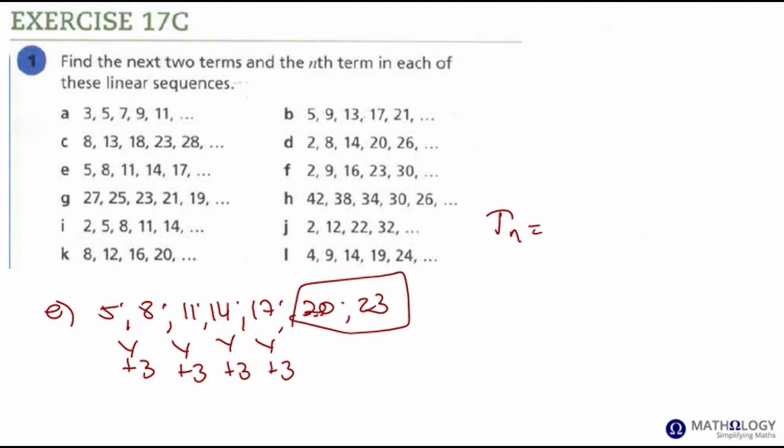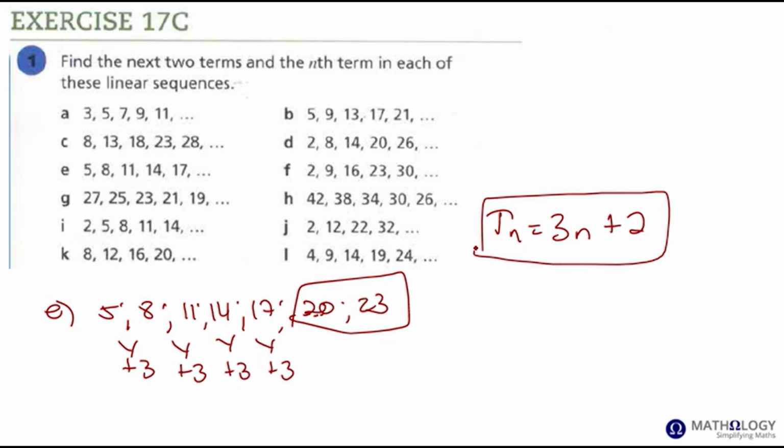The nth term, look at the common difference, which is 3, and multiply by n. Then when n equals 1, we need to have the first term being 5. 3 times 1 is 3, so we have to add 2 to that to get 5.